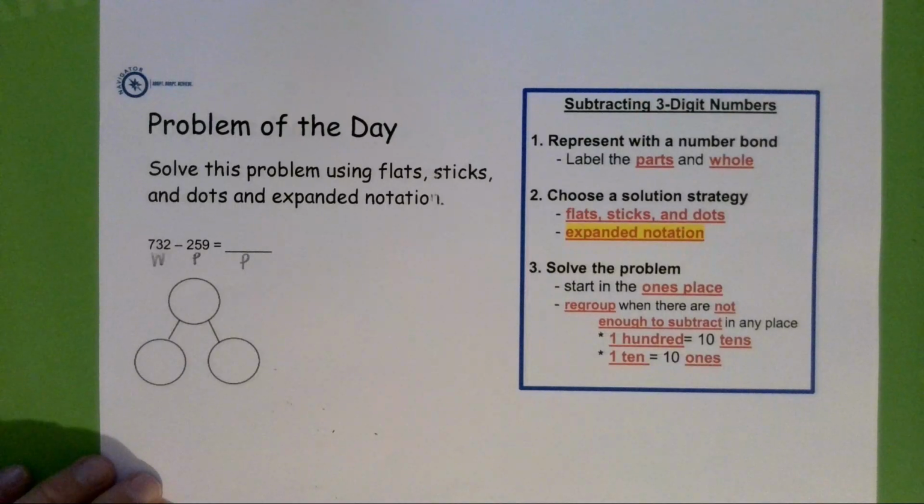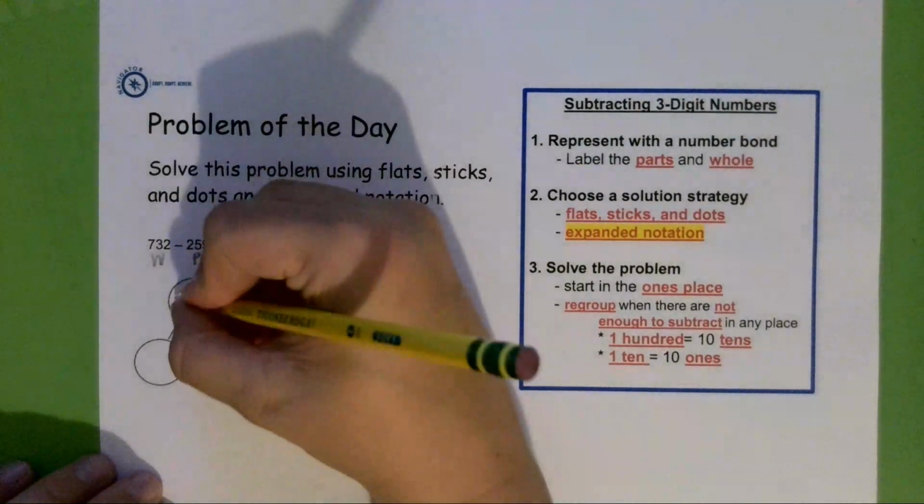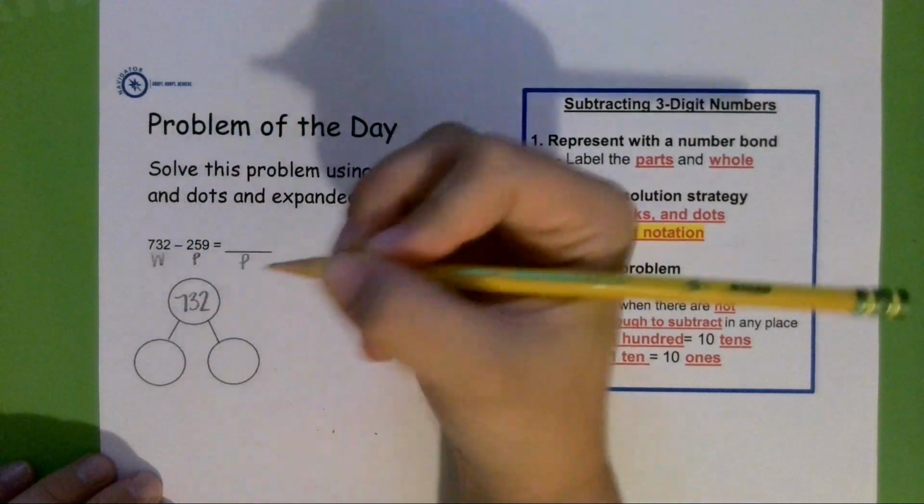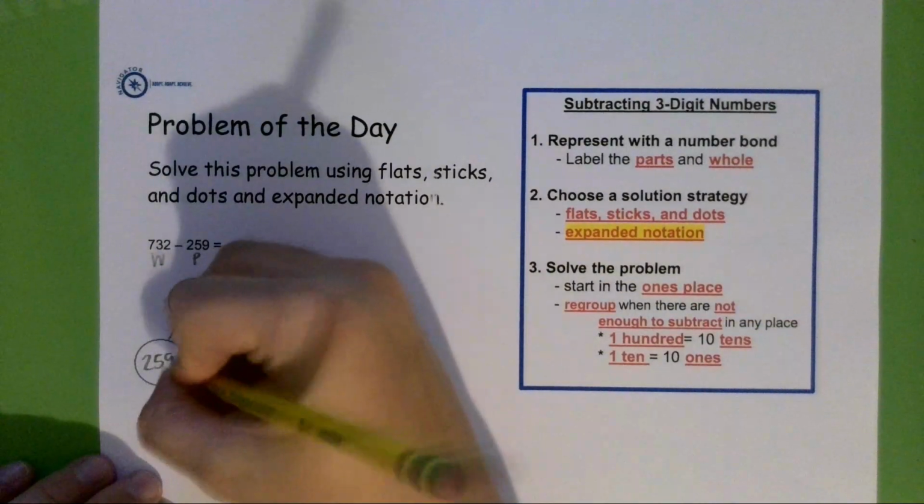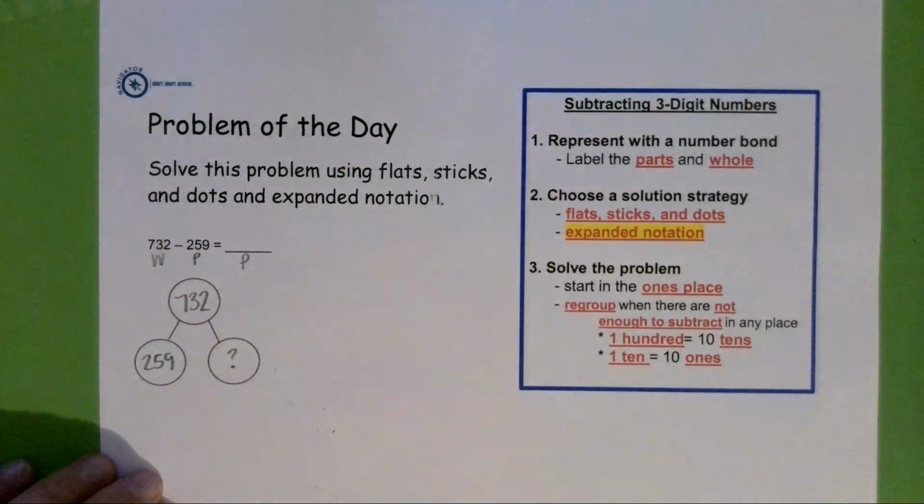How can I do that? Say it out loud. I bet you said put 732 in the whole, 259 in one of the parts, and a question mark or a letter in the other part to show that we're missing a part. Nice job. First, let's solve using flat sticks and dots.